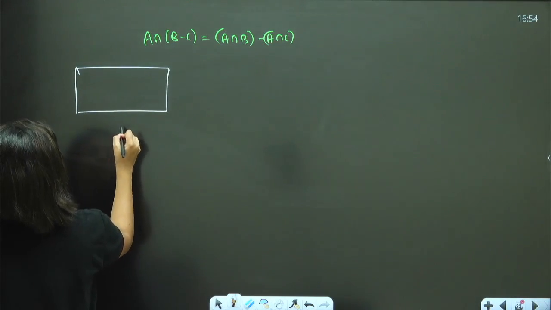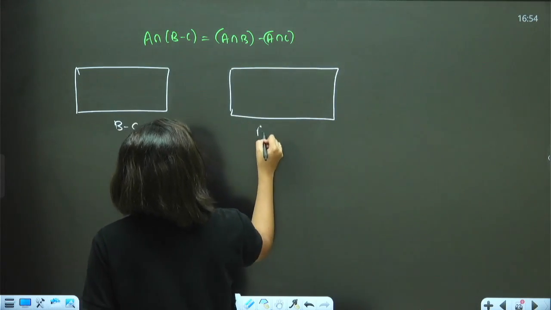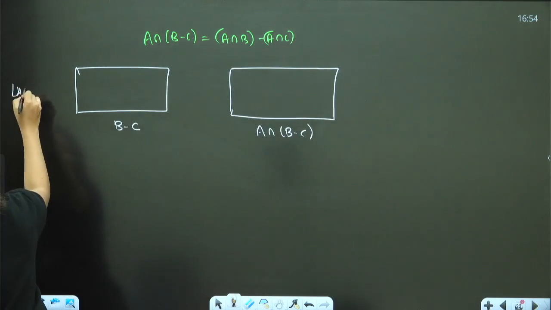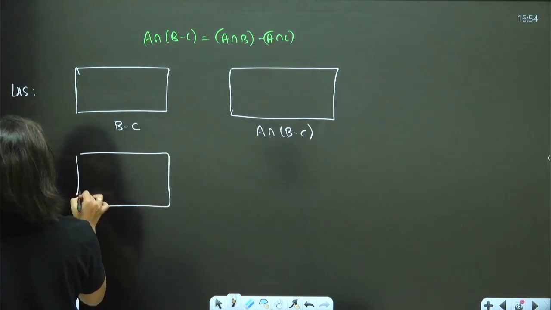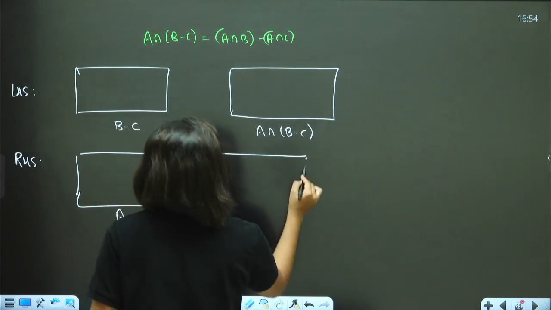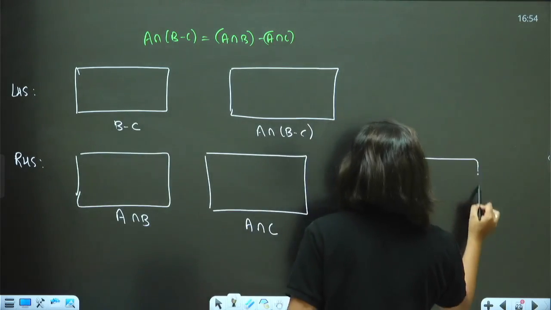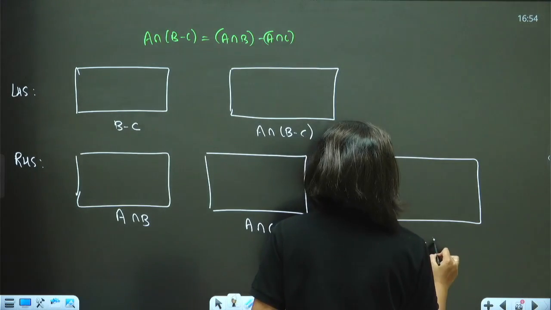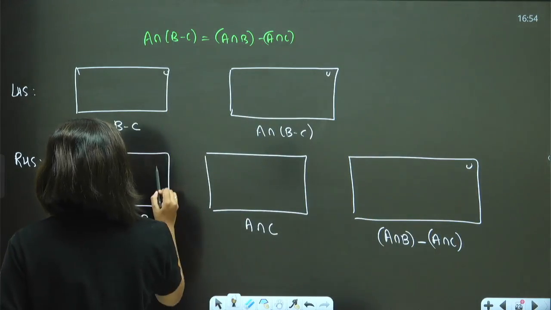First we will draw B minus C. Then we will draw its intersection with A, A intersection B minus C. That will be your LHS. For RHS, how many diagrams are needed? First, we will draw A intersection B, then A intersection C, and then finally A intersection B minus A intersection C. All three combined. Right, people?